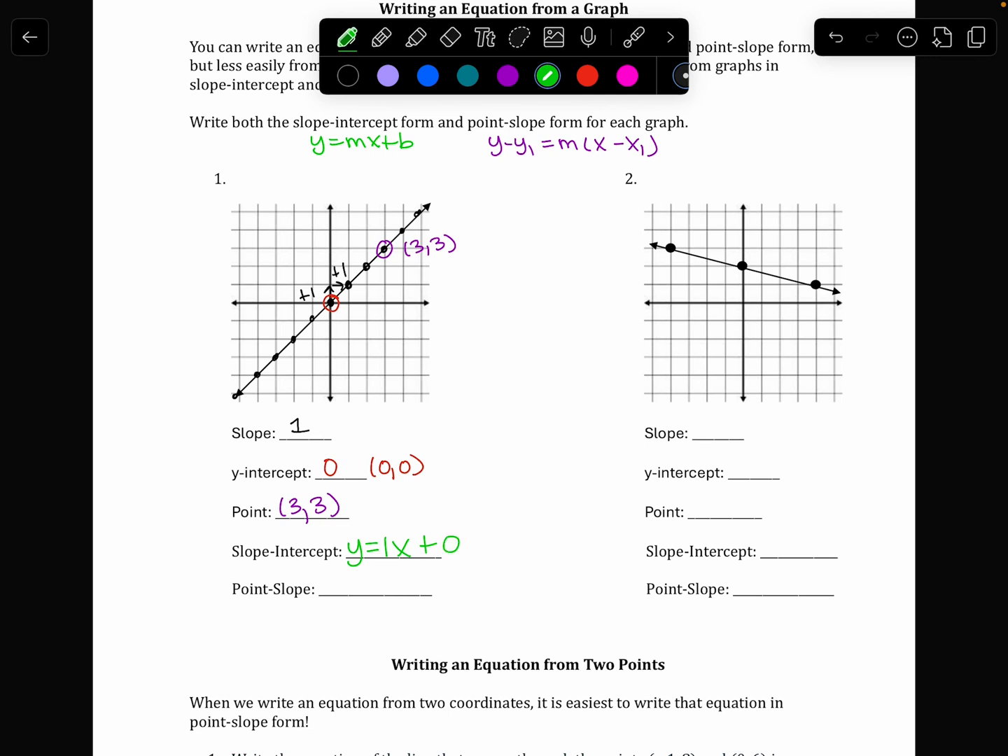Okay, slope-intercept form, I need my slope, which we said was 1, and I need my y-intercept, which we said was 0. You could also write this equation as just y equals x. Both of those equations are acceptable.